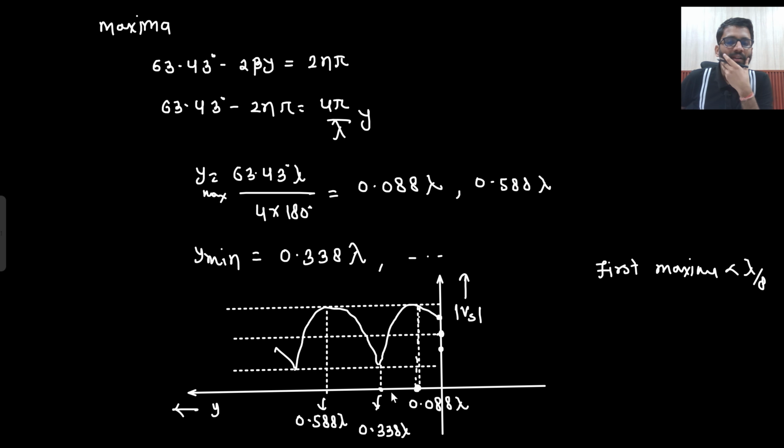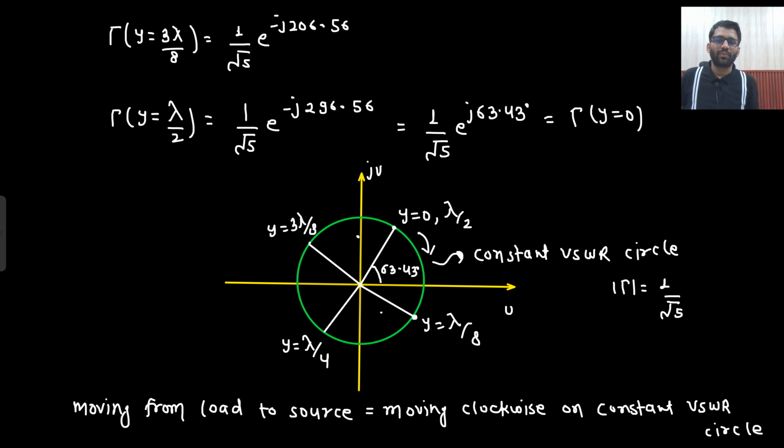Okay. Now why did we see all these points? This point is 0.088 lambda. Now let's go to this constant VSWR circle again. So this was your y equals 0 point. Now how much will be this distance? Look, how much was this distance? This distance was lambda by 8. When you went from here to here, this distance was lambda by 8. Now I am asking how much will be this distance?